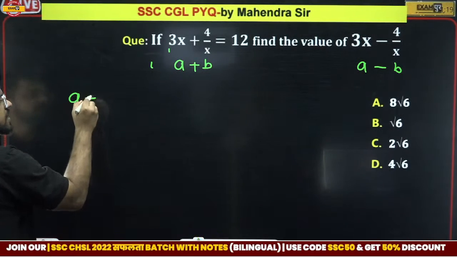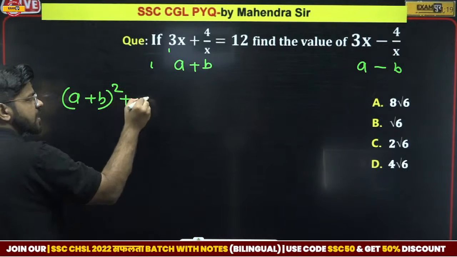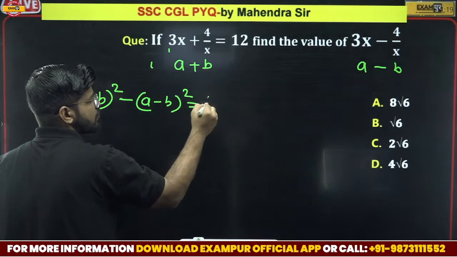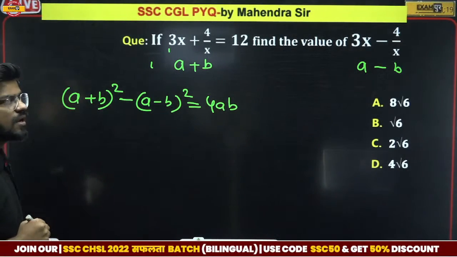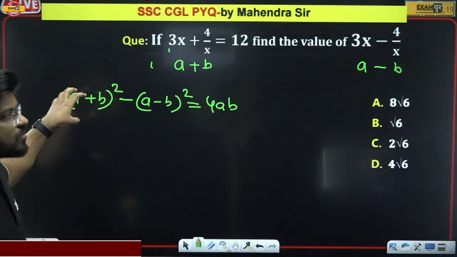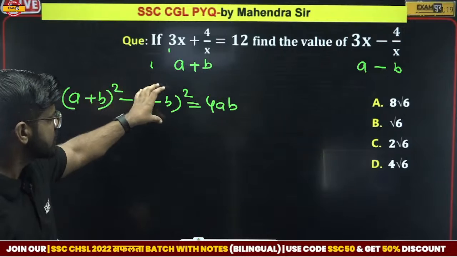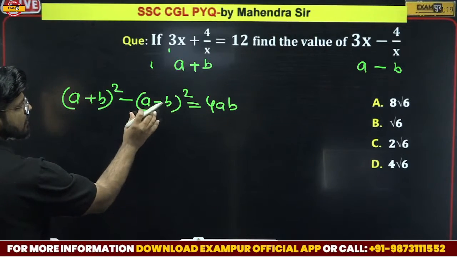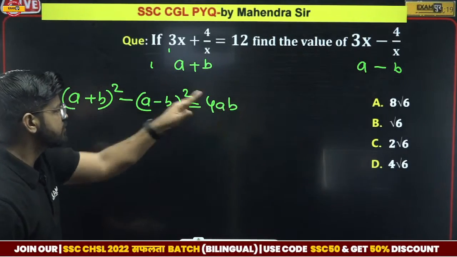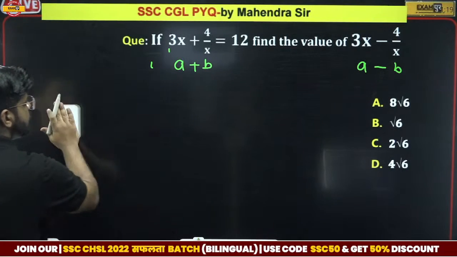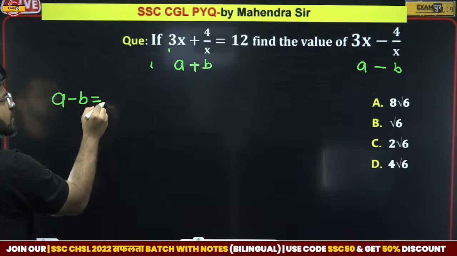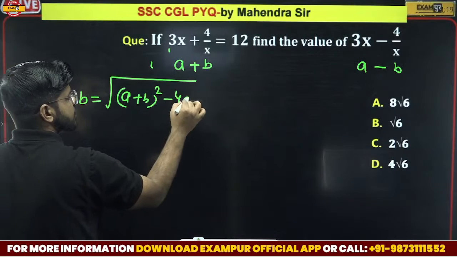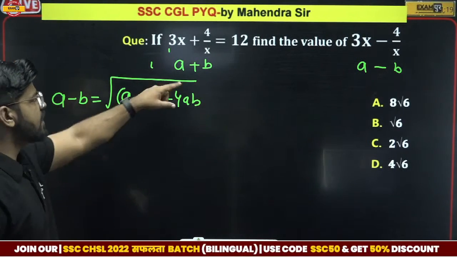We know that a plus b whole square minus a minus b whole square is equal to 4ab. Now, if the given value is this, we can find this. If given is this, we can find this. Clear to everyone? So we have to find this thing. So this thing will go here and this will come here. So overall we are getting a minus b is equal to under root of a plus b whole square minus 4ab.